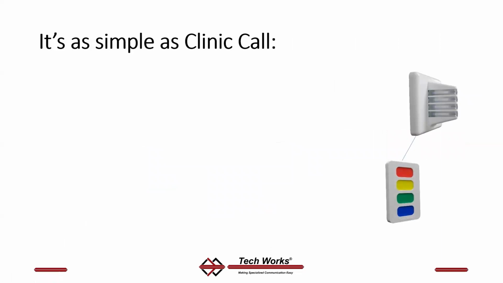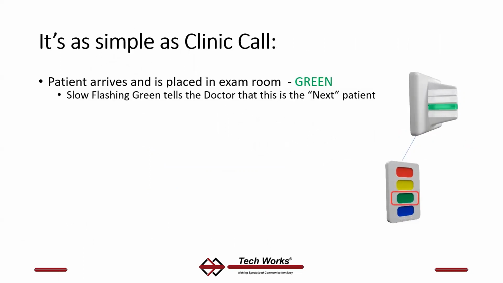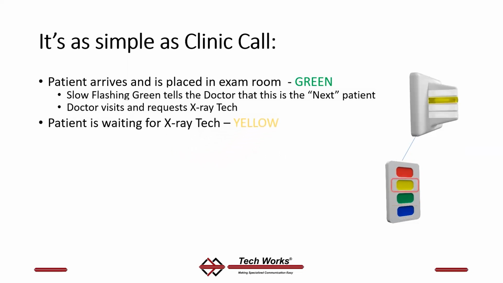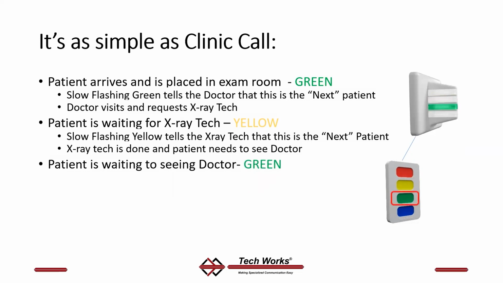So with a clinic, just in case you haven't watched our other videos, you put a patient in the room, the green light starts flashing. That slow flashing tells the doctor which patient is next. The doctor visits the room and says, oh, I need an X-ray technician. So he pushes the yellow button and leaves. The X-ray technician goes to the next patient's slow flashing light. When they're done, they need the doctor. So they turn their yellow light off and turn the green light back on, which puts it back in the queue for the doctor. When it's the next patient for that doctor, again, it starts slow flashing.